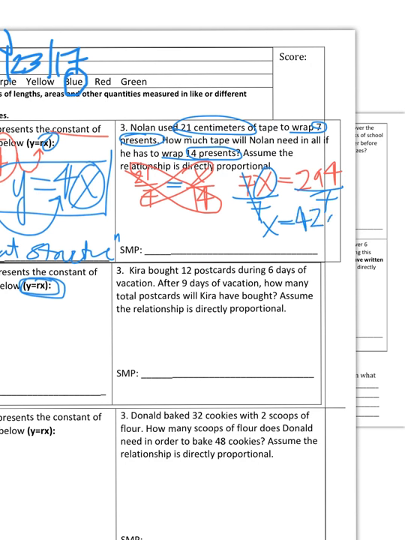And that's 42 centimeters. So you would write a sentence, Nolan needs 42 centimeters of tape for 14 presents. Please write nicer than me. Okay, and here we would say it's SMP2, and you can write the quote, think quantitatively abstract.